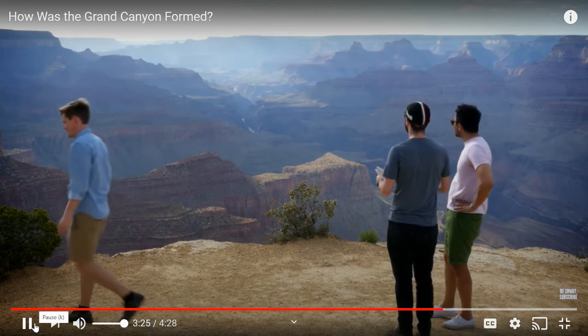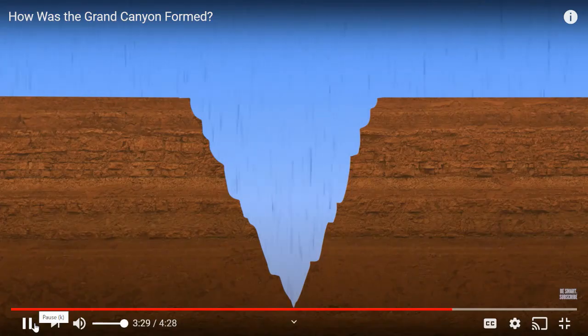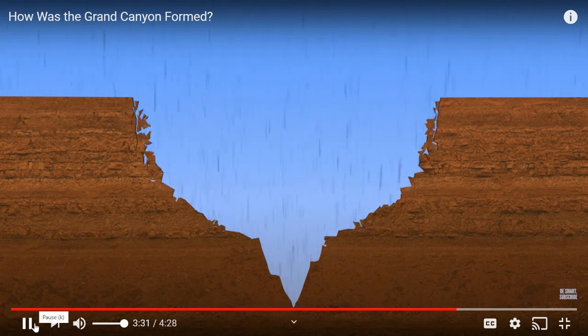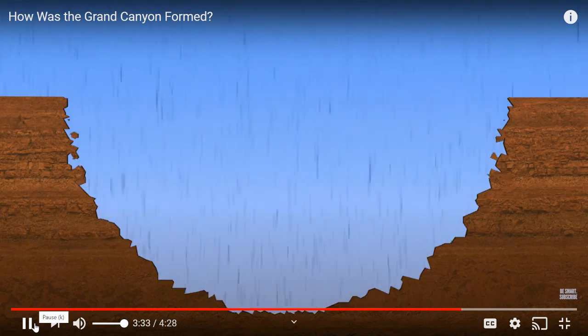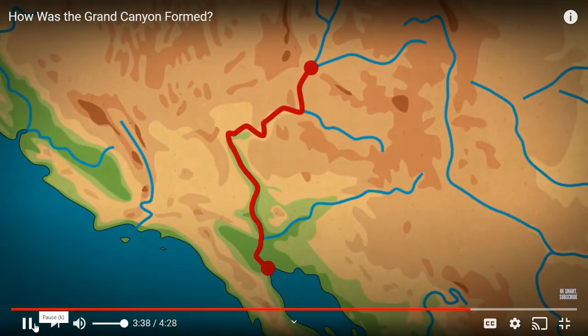So that's how it got deep. But how did the canyon get so wide? Well, gravity took over. Rain and ice chipped away at the canyon walls, and as it fell, it was carried downstream. Fossils and rocks from this area have even been found downstream almost as far as the Gulf of California. And that's pretty much how we got the canyon of today.